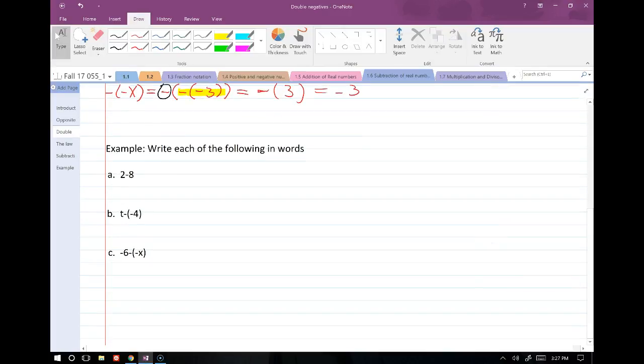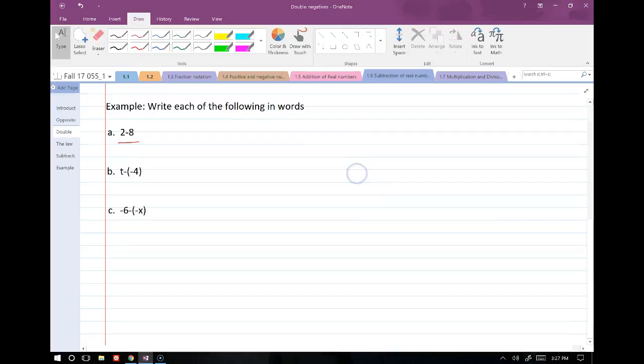Okay, so, this one. Put these into words, right? How about this first one? How would we describe that in words? 2 minus 8. There we go. And I won't write it down because my handwriting's terrible and you guys don't want to see that.